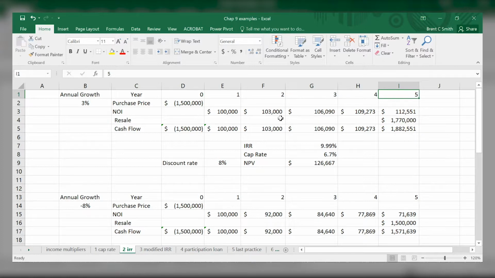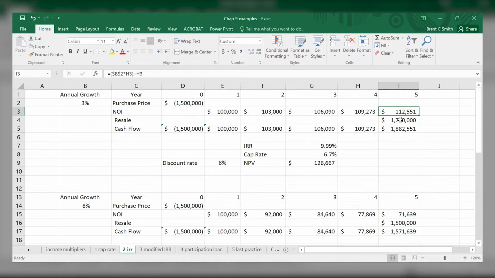As you recall, we have an initial NOI of $100,000, and it's growing at 3%. So I'm referencing that 3% cell to grow it. Year 2, 103, and then finally in year 5, 112.5. The cash flows from operations are in this line here, and I carry them down into this line.